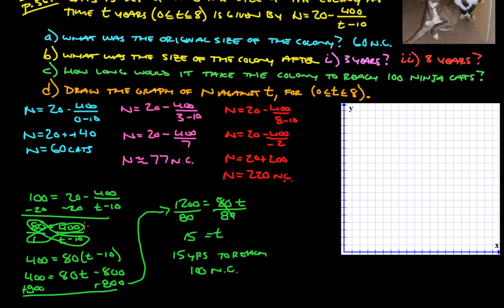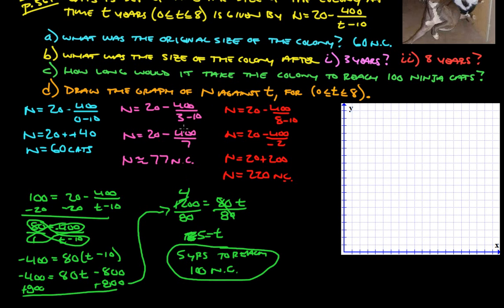All right, I see what I did wrong here. This is supposed to be a negative 400, so that's negative 400. Negative 400 plus 800 is 400 divided by 80, which will give us 5. So it'll take us 5 years instead of 15 years. So let's just erase that one. There we go. 5 years to reach 100 ninja cats.